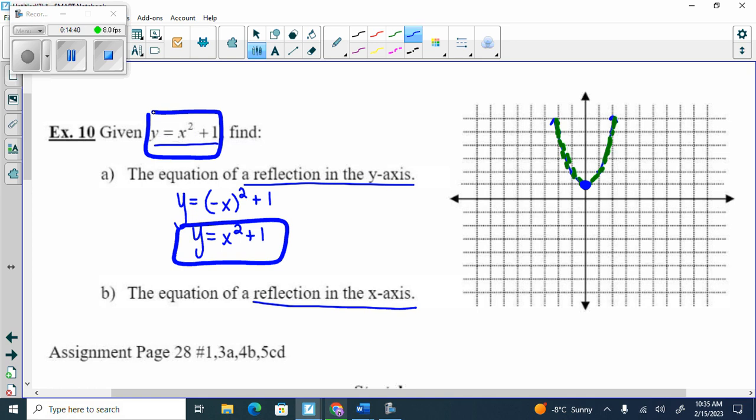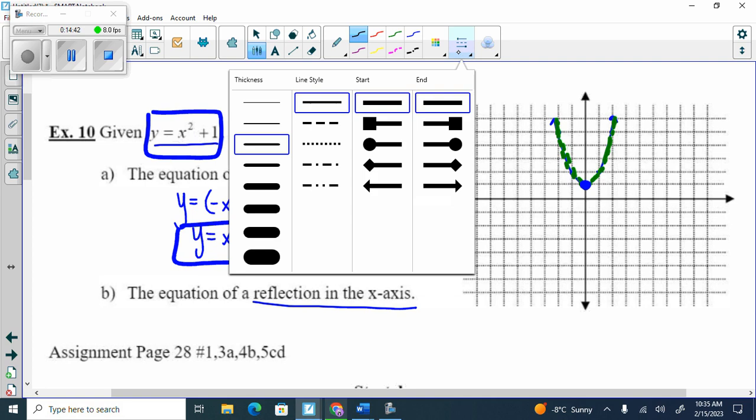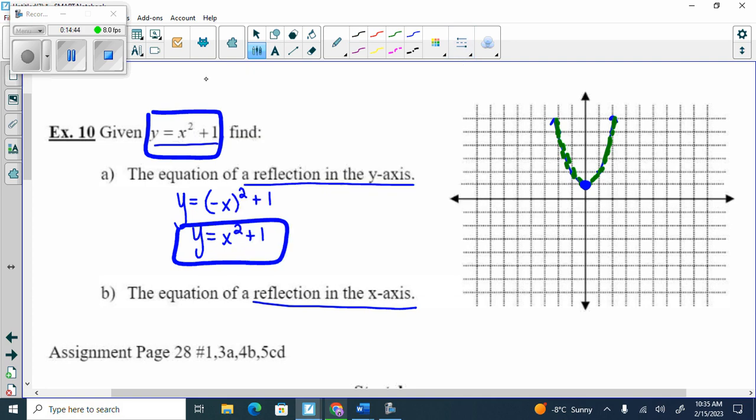Okay. What about this one? Well, this one, we have to negate the whole function if it's a reflection in the x. So we get y equals negative x squared minus 1.